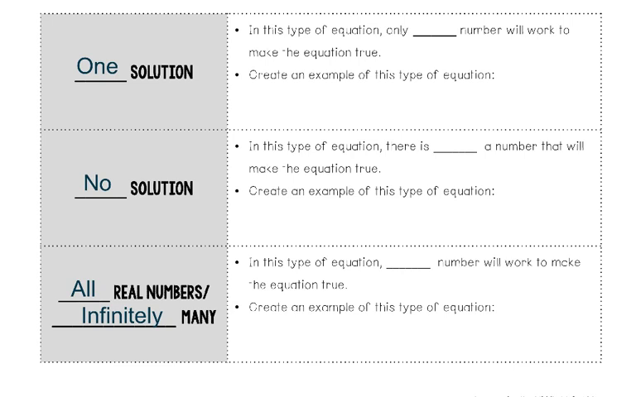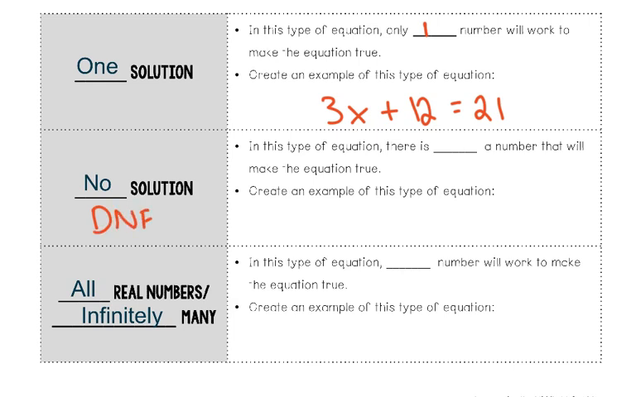So like we talked about, in a one solution problem, those are all the problems that we've been looking at to this point. In this type of equation, only one number will work to make the equation true. So an example of this type of equation is like 3x plus 12 equals 21. This is an example of a one solution equation because only one number can go into x to make that true. In the next example, there's no solution, or the solution does not exist.